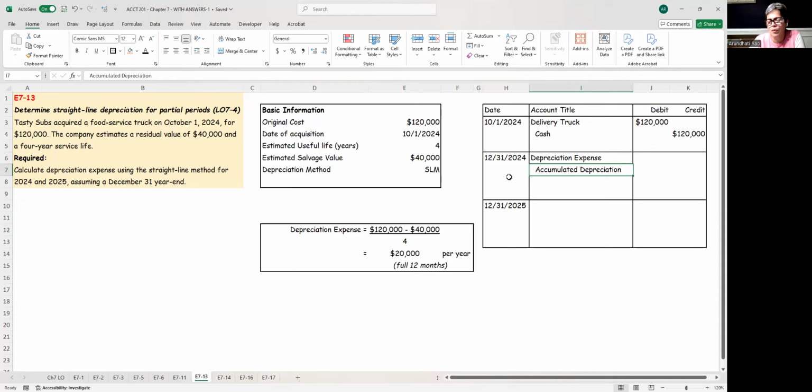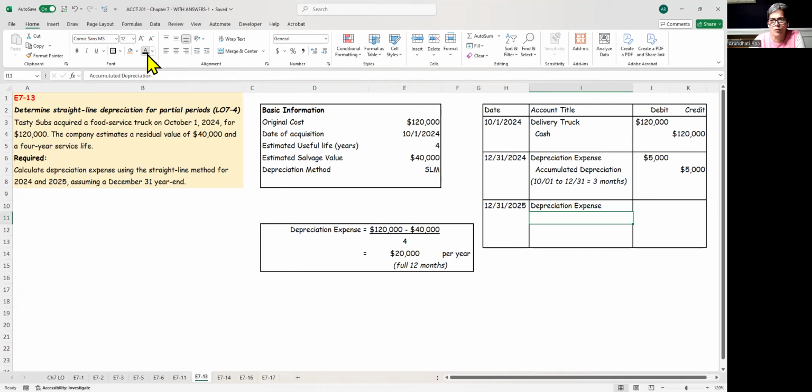However, it is for only how many months? October 1st to December 31st. I have October, November, and December. 3 months is what we're looking at. So October 1st to December 31st is 3 months. So what we're looking at over here now is depreciation is calculated at $5,000 for 3 months. It's $20,000 for the whole year. So 20,000 multiplied by 3/12 will give me $5,000. That's partial year depreciation.